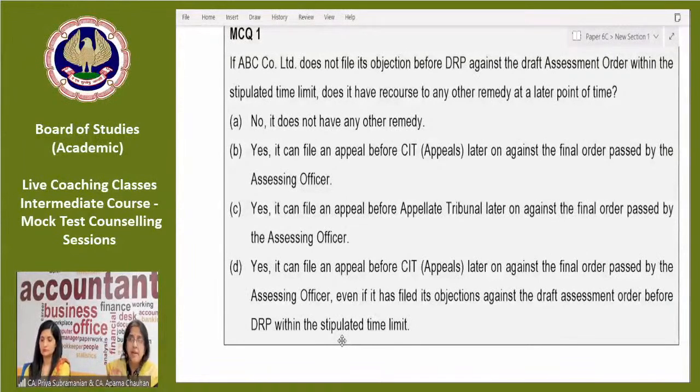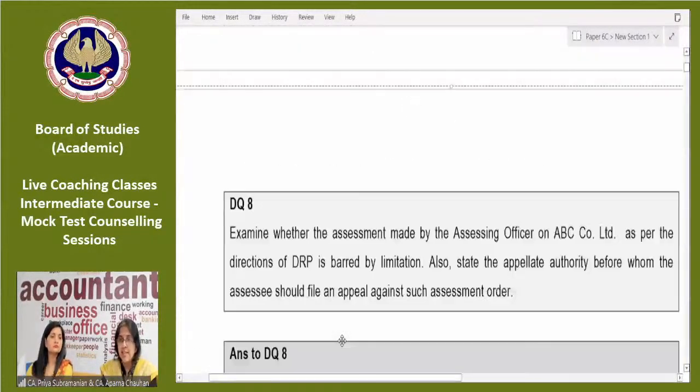This is clarified by the CBDT by way of a circular. I hope this point is very clear. Now let me go to the next set of questions.